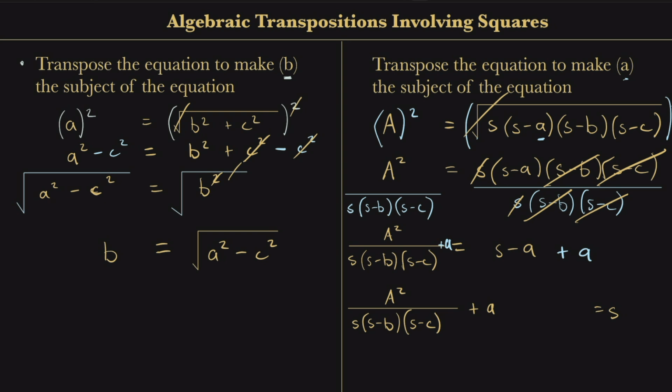And on this step, what I want to do is I need to reverse this entire term. So I'm going to get this onto the other side so that A is by itself. So how we do that is we're going to subtract A squared over S outside of S take B, S take C, and then I'll do the same on the other side. Subtract A squared over, I hope I can fit it in, S outside of S take B, S take C.